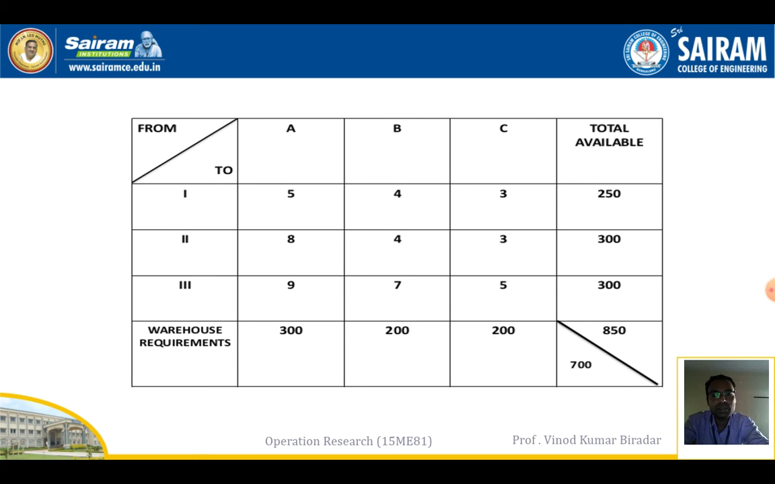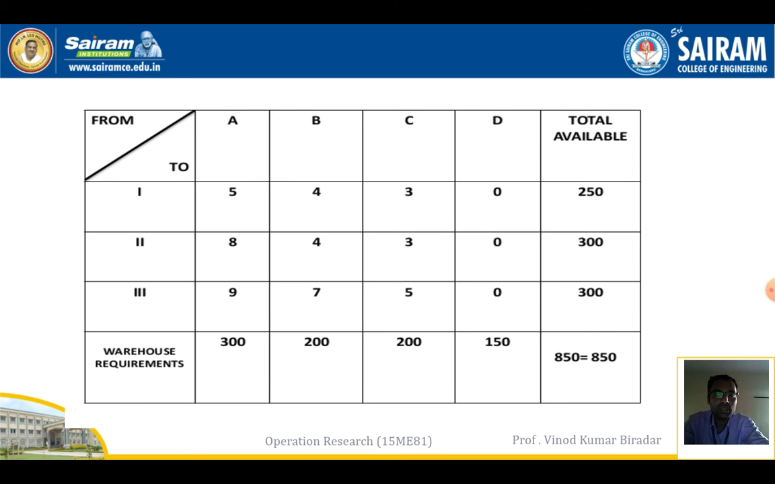If the demand value is equal to supply value, it is balanced. In this case they gave warehouse requirement and total availability. Warehouse requirement is nothing but the demand value, and total availability is nothing but the supply value. If you add these three values, 300 plus 200 plus 200 is equal to 700. Total available is 250 plus 300 plus 300, which is 850. So 700 and 850 are unequal, which means this is an unbalanced problem. Here the warehouse requirement, that is the demand value, is less.